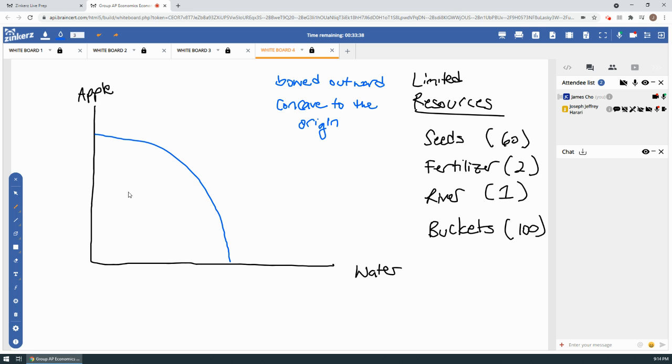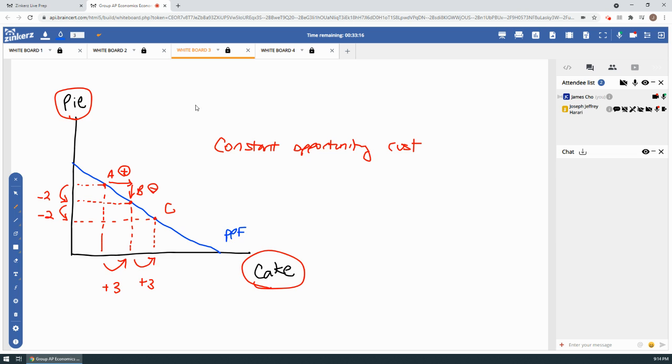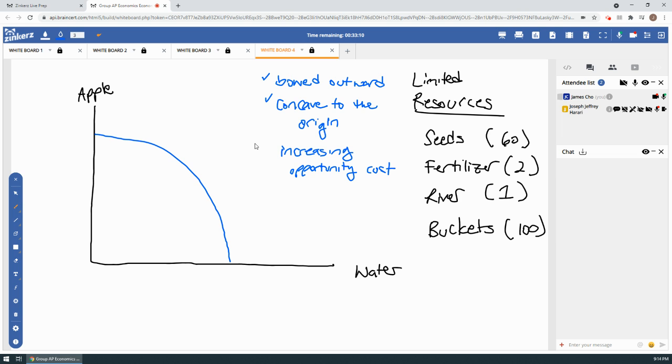So what makes it so that my PPF curve looks like this? Why is it not a straight line? What we're going to see is if we have a bowed outward or concave to the origin PPF, we're going to have increasing opportunity cost. Very different from here. Here we had constant opportunity cost. Again, you could kind of tell that by the straight line PPF. But here we're going to have increasing opportunity cost.